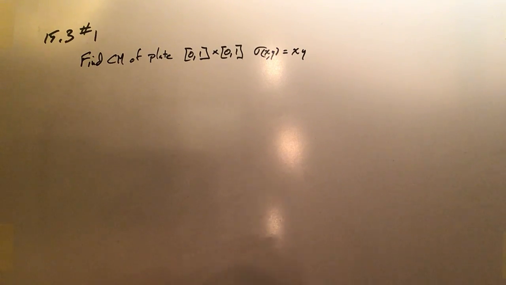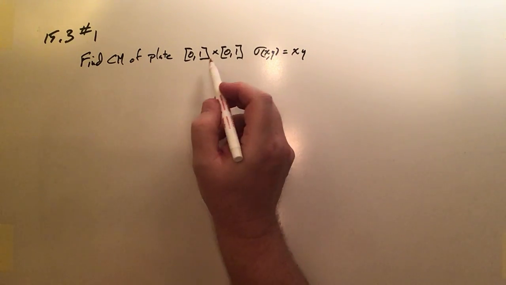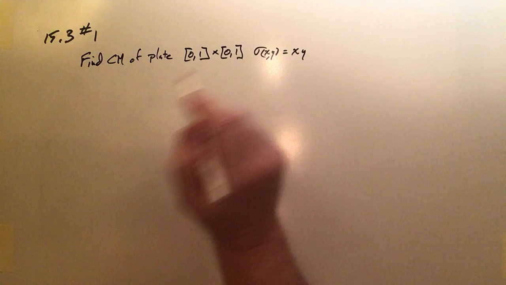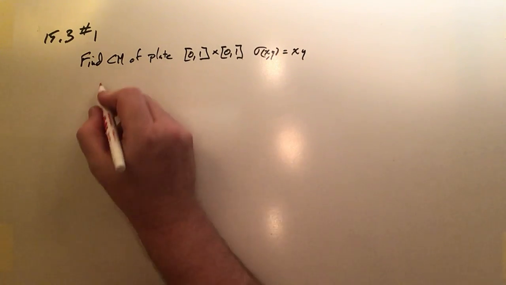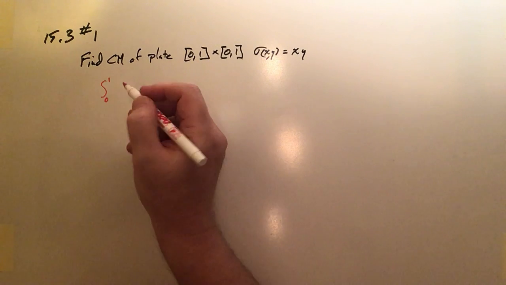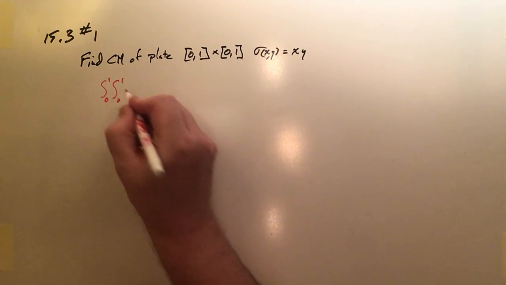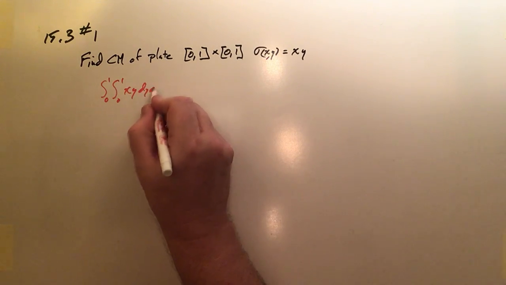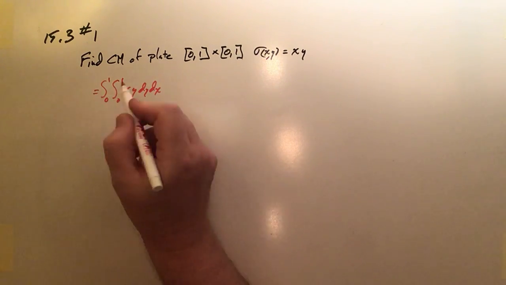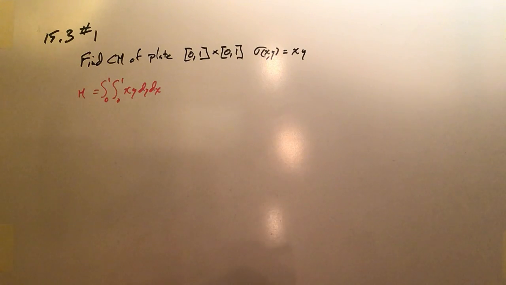So instead, we use roughly the same formulas. We're going to need to first integrate to find the mass, and to do that, we're just going to take the double integral of the density itself. So we want to integrate from 0 to 1 in the x, from 0 to 1 in the y, and then we want to integrate xy dy dx. And this will give me the mass of the shape.